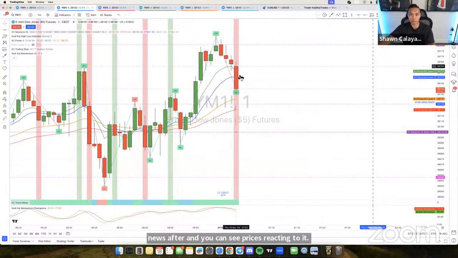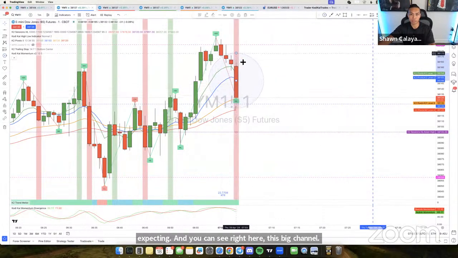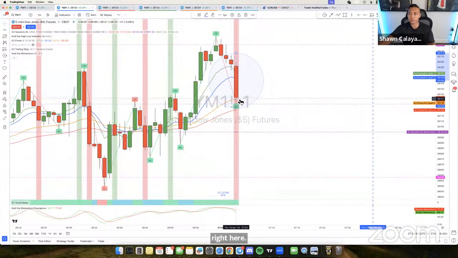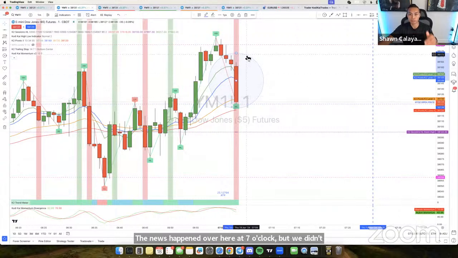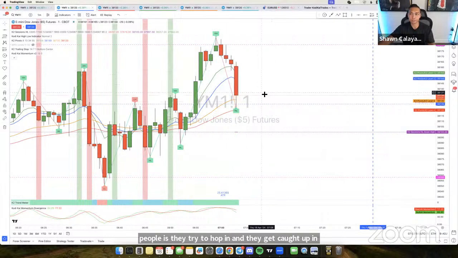And you can see right here this big candle. So this is what I was talking about. That's why I said to be careful if you guys are looking, because the news is going to have a late reaction, which is happening right here. The news happened over here at 7 o'clock, but we didn't really have that big candle until here at 7:03. So this is what I was warning you guys about, because what happens with a lot of people is they try to hop in and they get caught up in trades and they end up getting wiped out.